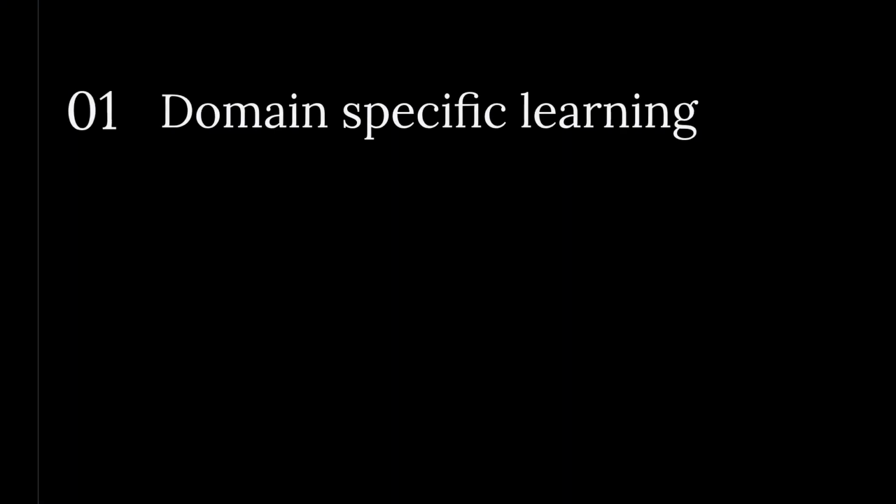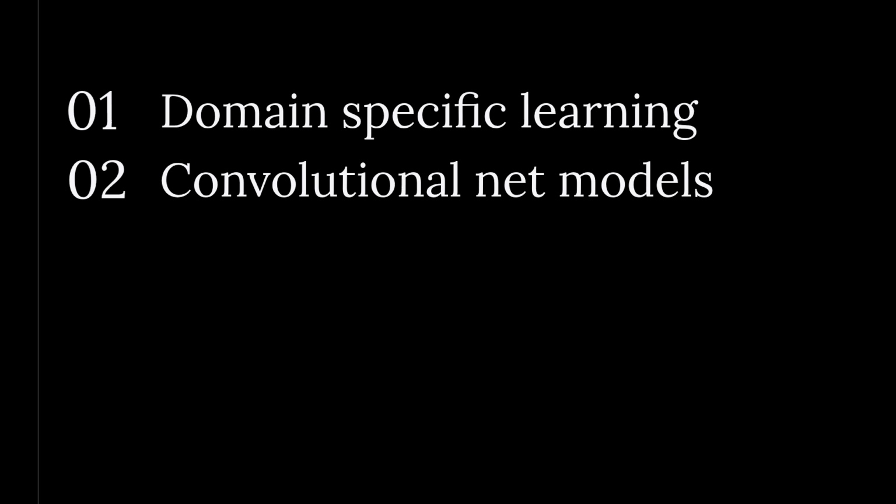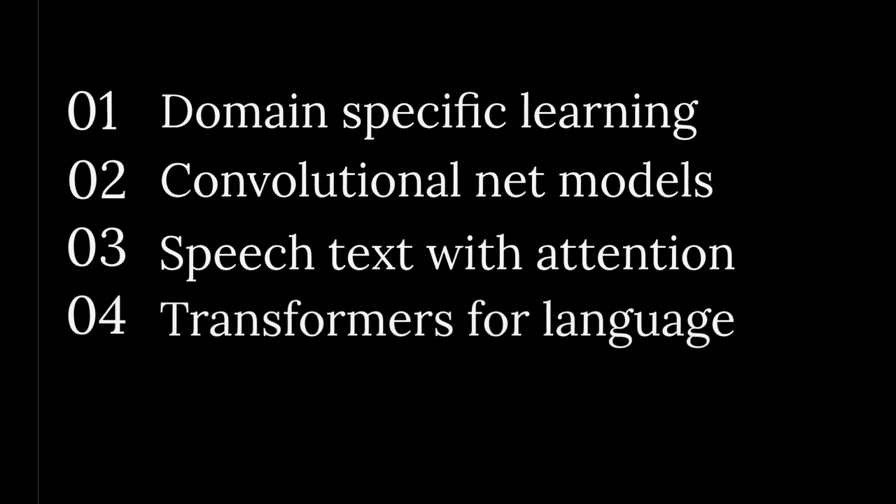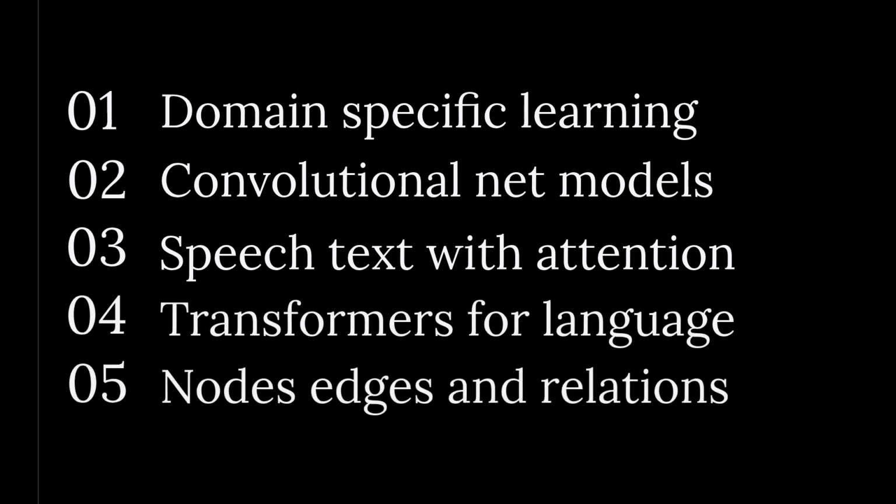Across these domains, deep learning tackles complex challenges with domain-specific methods. Computer vision draws on convolutional networks and vision transformers. Speech and text rely on recurrent networks, transformers, and attention, while graph processing uses graph neural networks to model nodes, edges, and relationships.